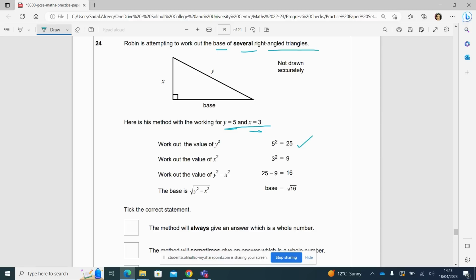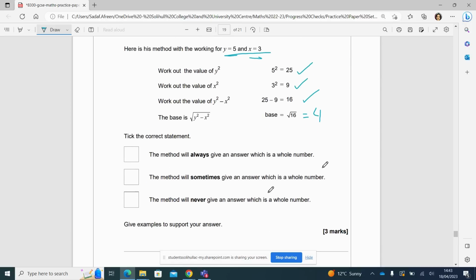he works out the value of y square, which is 5 square, which is 25. That's right. Work out the value of x square. x square is 3 square, which is 9. That's right. Work out the value of y square minus x square, which is 25 minus 9 equals 16. That's right as well. So the base is the square root of 16, and we know that 16 is a square number because you get 16 when you times 4 by 4. That means 16 is a square number. So if I take the square root of 16, I should get 4 as an answer. All right, so he is correct up to this point here.